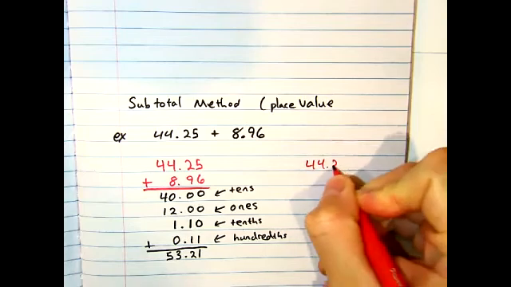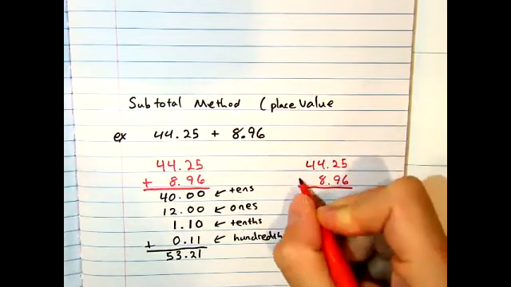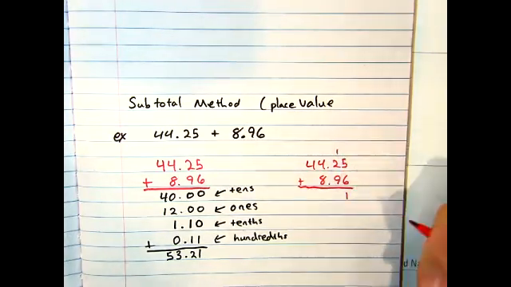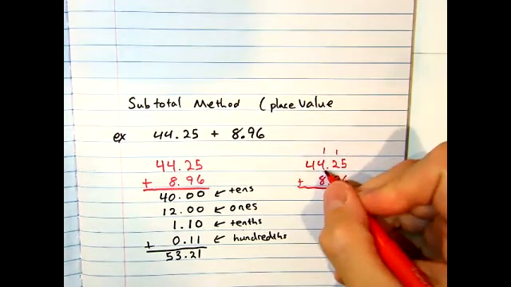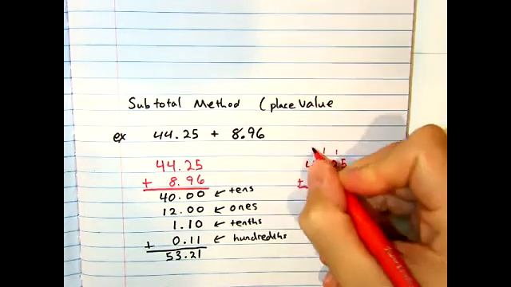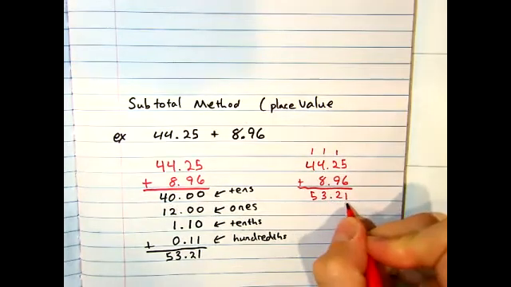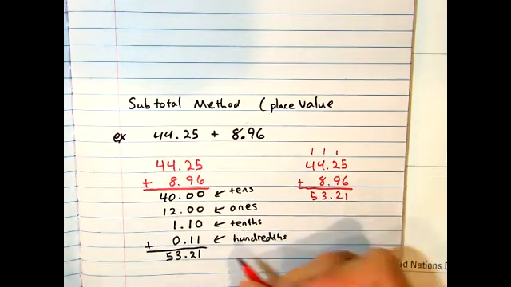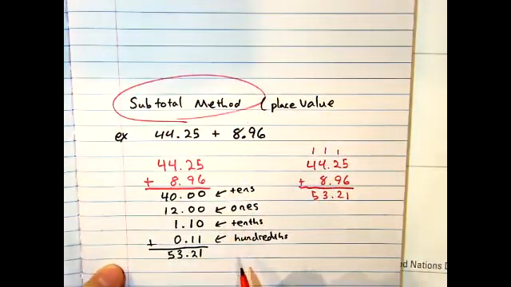Let's go through the old-fashioned way. We can go right to left. I'm going to do new groups above. Ooh, 53 and 21/100ths, 53 and 21/100ths. So this subtotal method, if you're interested in it, it's there, it's an option.